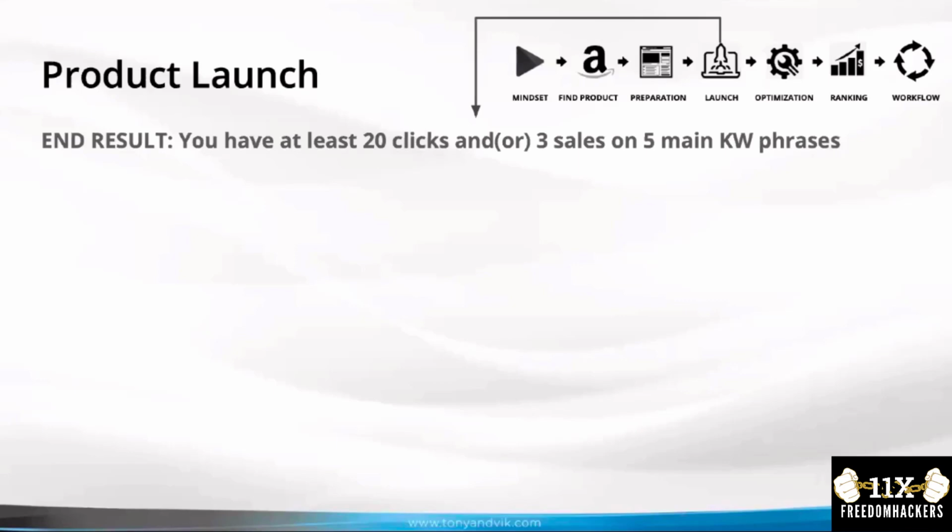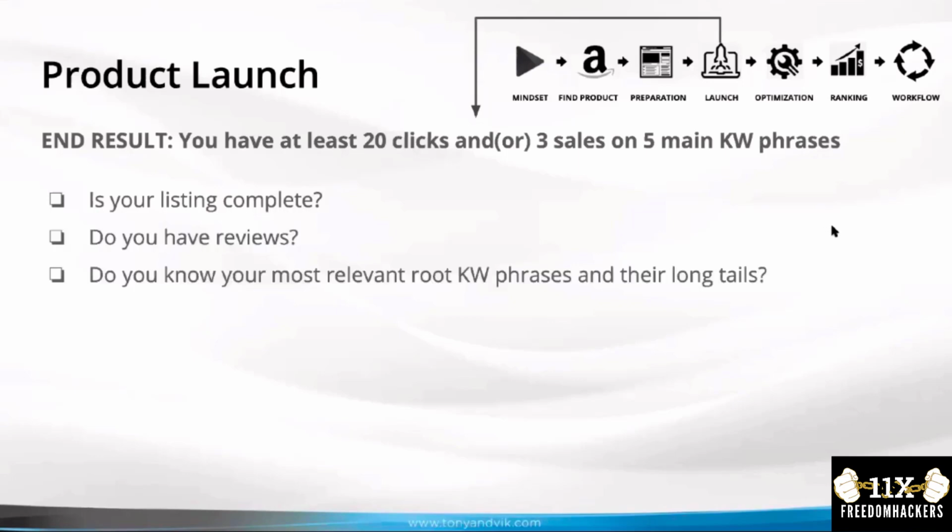You need to get at least 3 sales or at least 20 clicks on your 5 main keyword phrases. And how we're going to do that is simple. We're going to do that with Amazon ads. And let me explain some questions and why. First of all, we can do the product launch when our listing is complete, right? And we have reviews. And you know your most relevant root keyword phrases and their long tails.